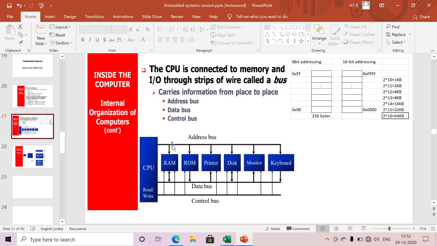Let us take another example. We have a 16-bit address bus. We can access from 16 zeros, which I represent in hex as 0x0000, to 16 ones, which I represent as 0xFFFF. This is my addressing range for 16 bits. 2 power 16 is the memory I can access by using this address. 2 power 16 means 64 kilobytes.